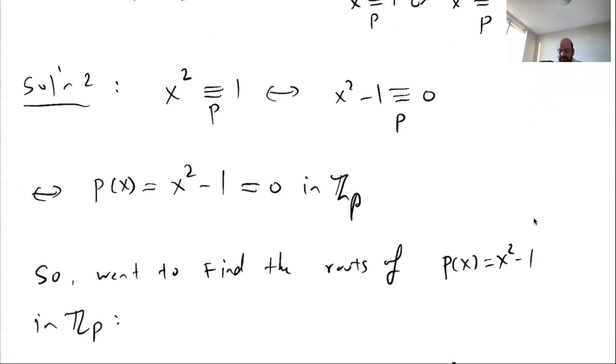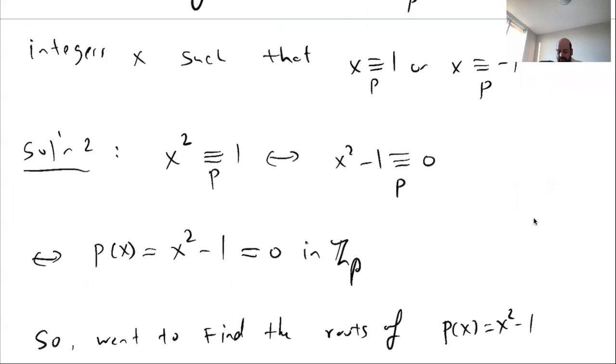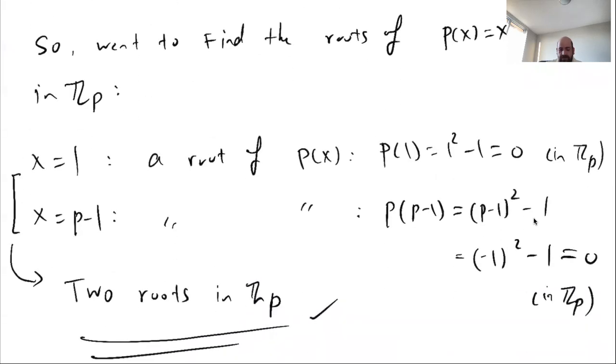But how many roots can we have in total? What was P of X? P of X is X squared minus 1, a polynomial of degree 2. A polynomial of degree 2 can have at most 2 roots. And I already found 2 roots. So these are all the roots I can possibly have. There can be no other roots because the polynomial has at most 2 roots, and I already found 2 roots. There cannot be any other roots.